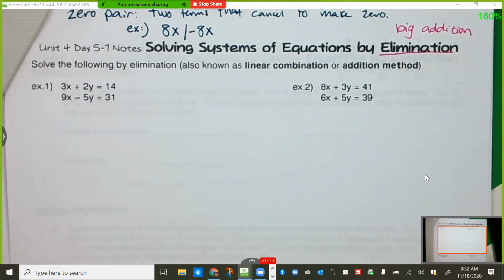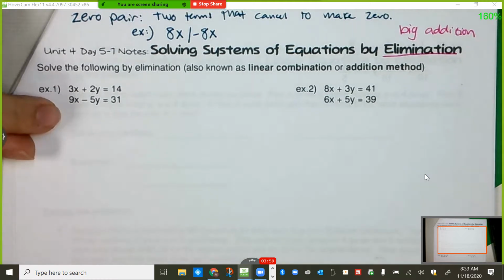Now, you want these in standard form. Technically, they could be in slope-intercept form, but would you really want to do all this math work if you could just graph them? No. So if they're in slope-intercept form, which way are you going to do it? You're going to graph them, right? Okay, but if they're in standard form, that's the best method here, is when you have two standard form equations. Okay, so let's look at these.